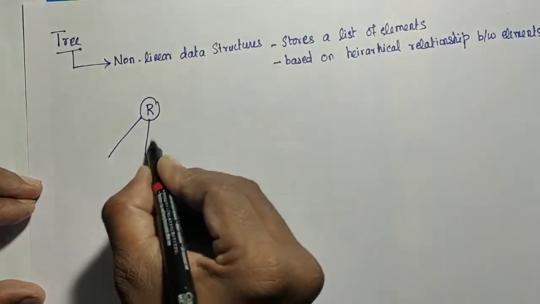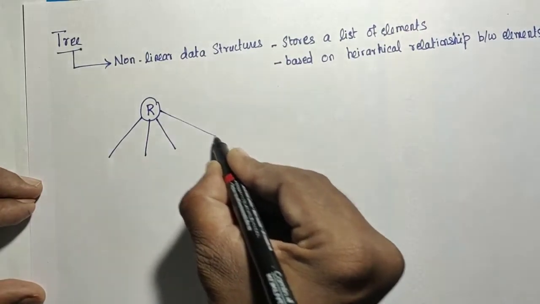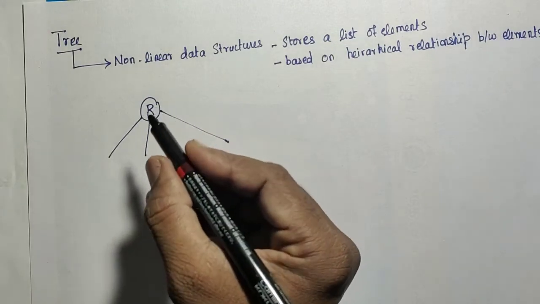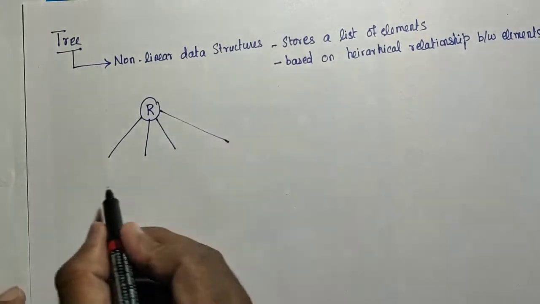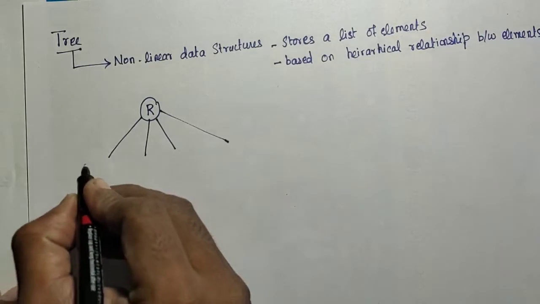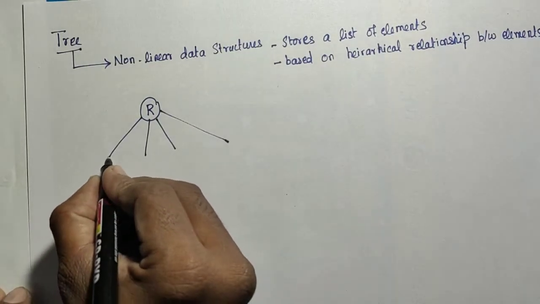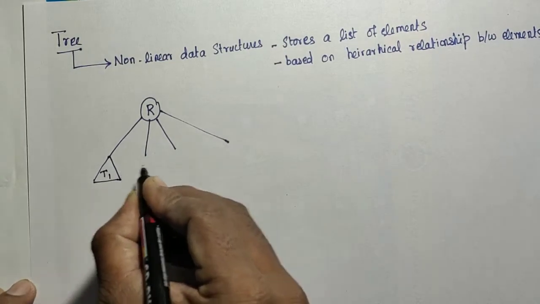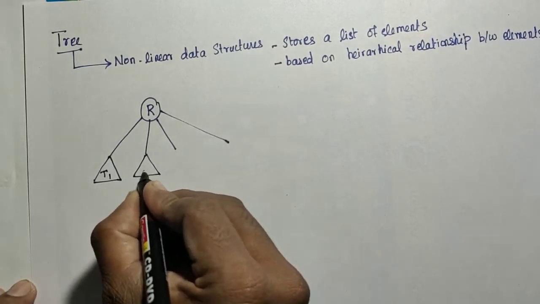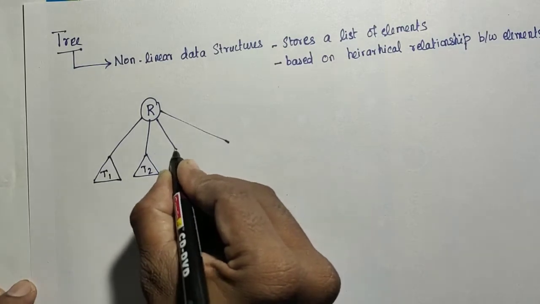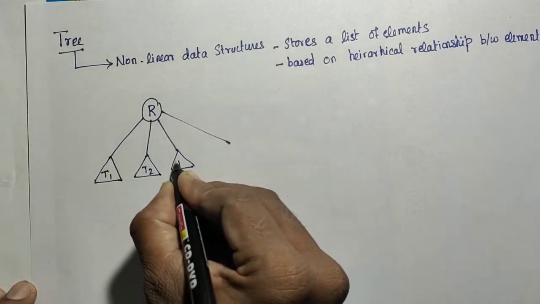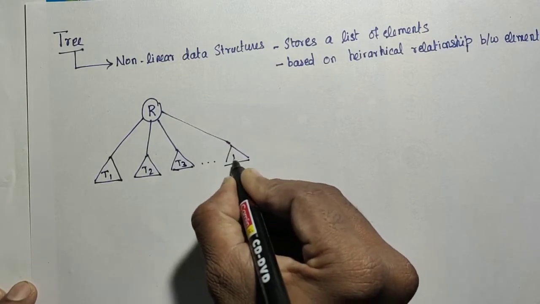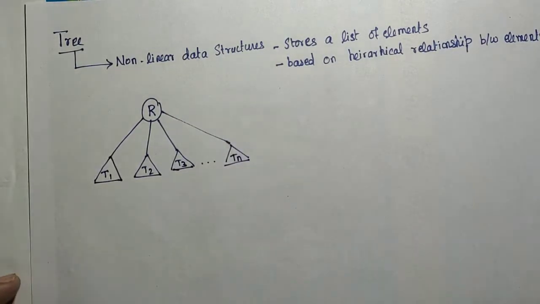It may have any number of branches. The root contains one element, that is the first element. Other elements will be stored in the branches, usually called subtrees. So this is subtree 1, this is subtree 2, this is subtree 3, and so on, Tn. N number of trees we can add.